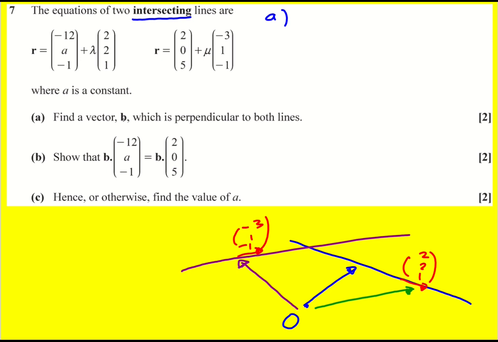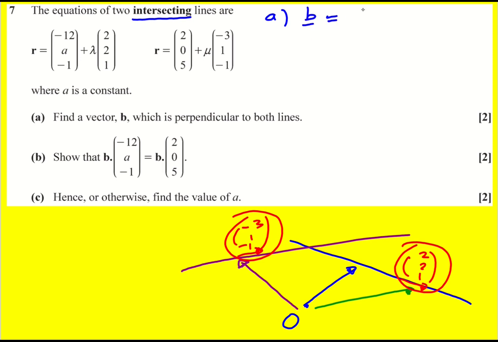Which means if I want to find a vector b, which is perpendicular to both lines, I need to find a vector that's perpendicular to this direction vector and to this direction vector. The rest is irrelevant. For this, I can use the vector product.